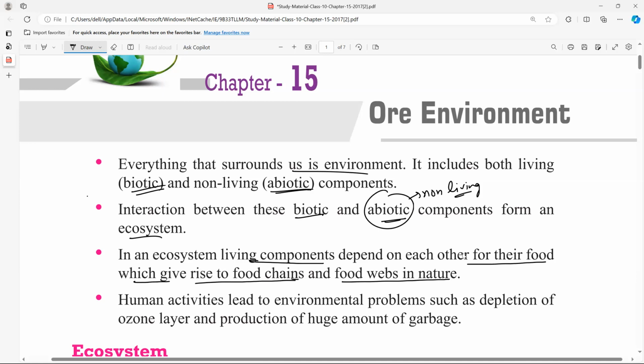Human activities lead to environmental problems, like we are polluting the environment. Human activities cause environmental problems like pollution, and because of this environmental degradation occurs, such as depletion of the ozone layer and production of huge amounts of garbage. Got it? You understood till here?